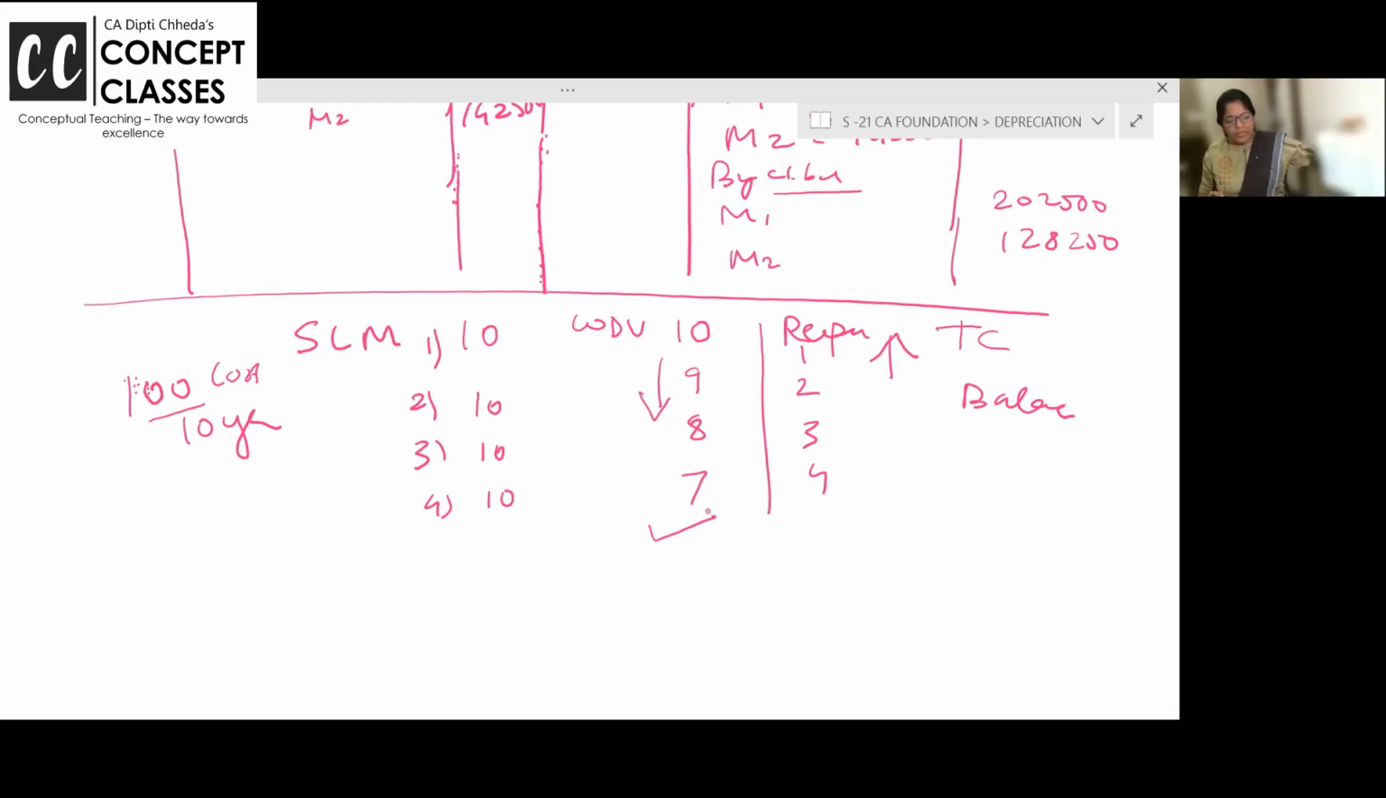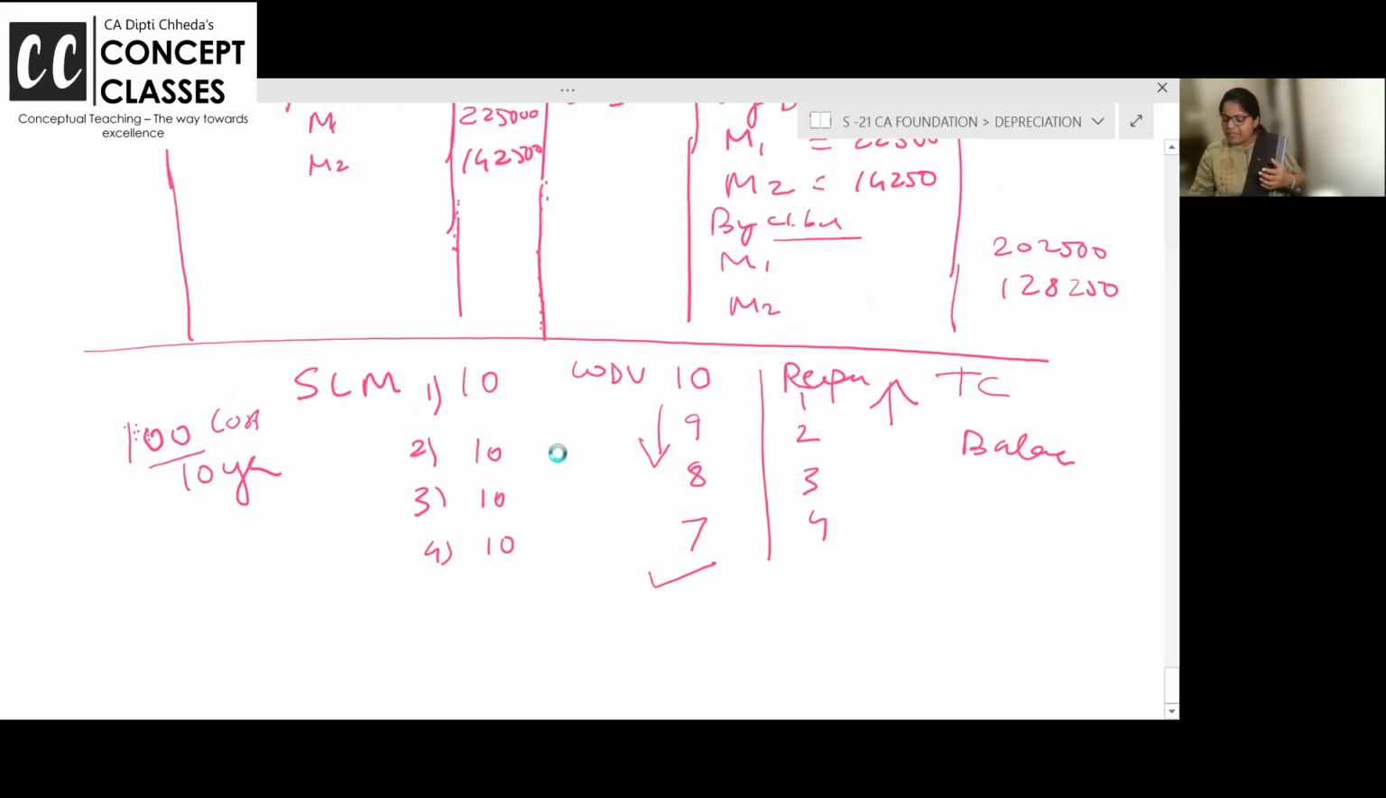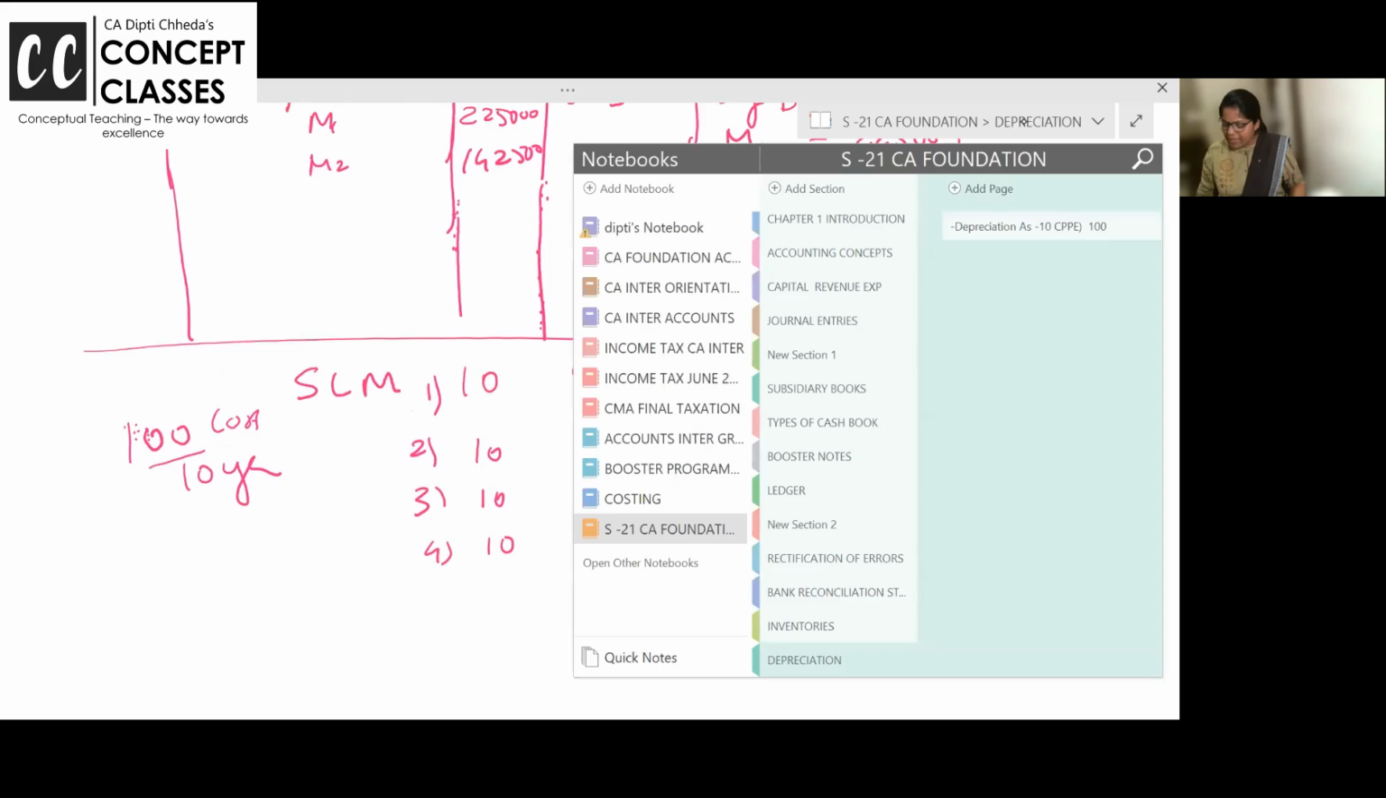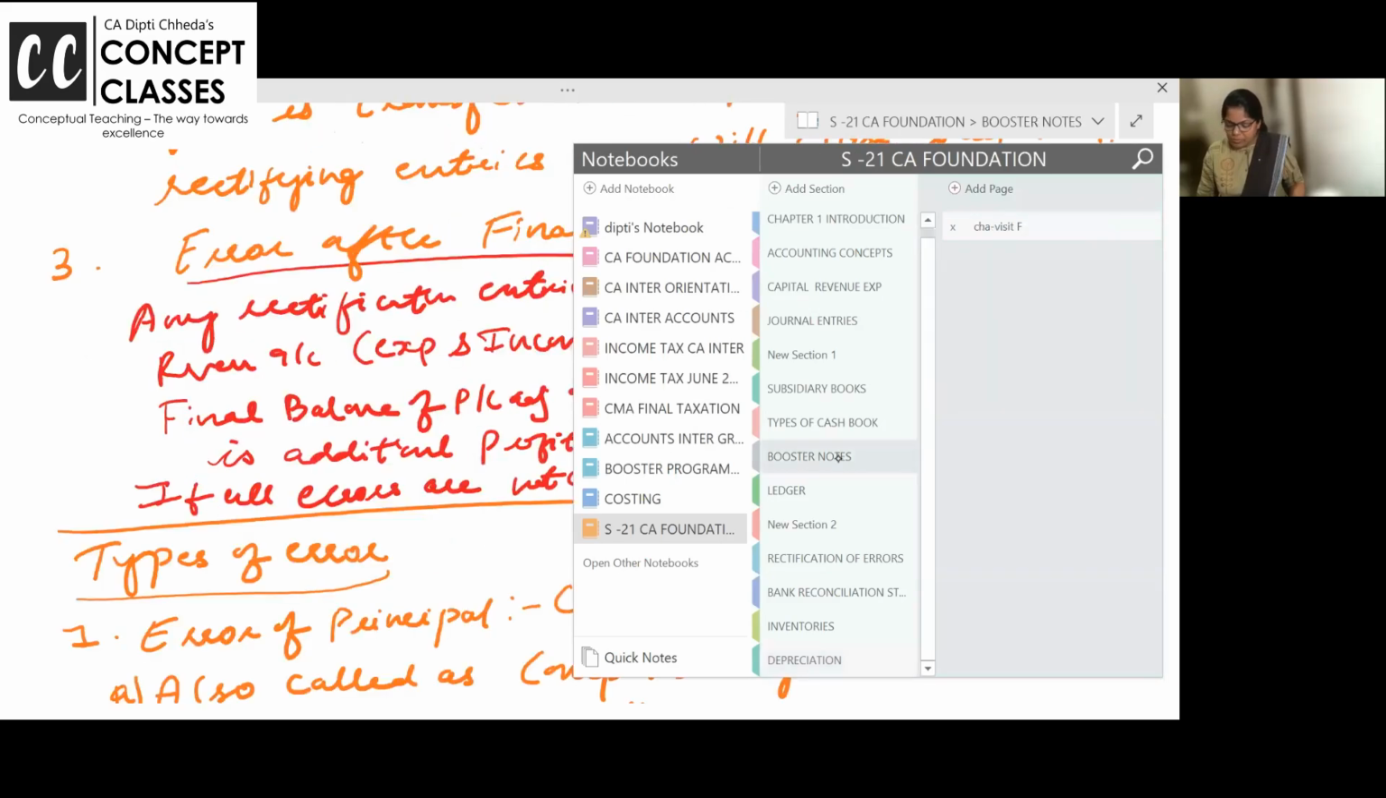We should have written this in the booster notes. Let's do one thing, we will add one point related to this in the booster notes. We'll add one point related to this in the booster notes.